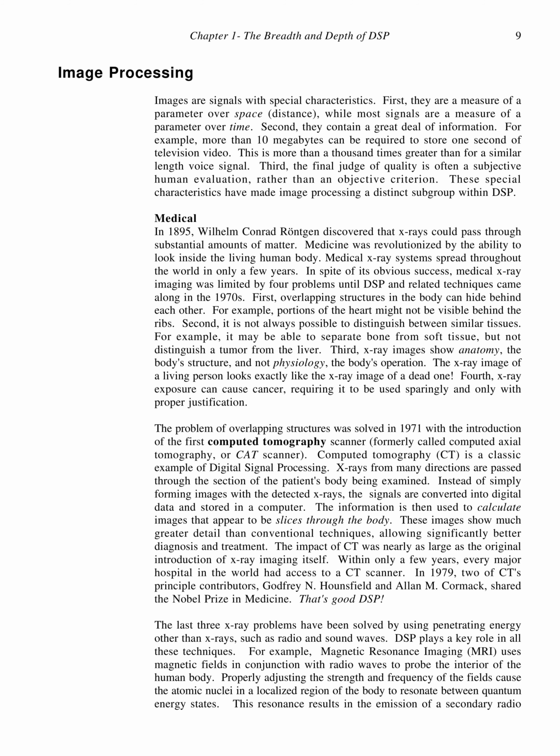The problem of overlapping structures was solved in 1971 with the introduction of the first computed tomography scanner. Computed tomography, CT, is a classic example of digital signal processing. X-rays from many directions are passed through the section of the patient's body being examined. Instead of simply forming images with the detected X-rays, the signals are converted into digital data and stored in a computer. The information is then used to calculate images that appear to be slices through the body.